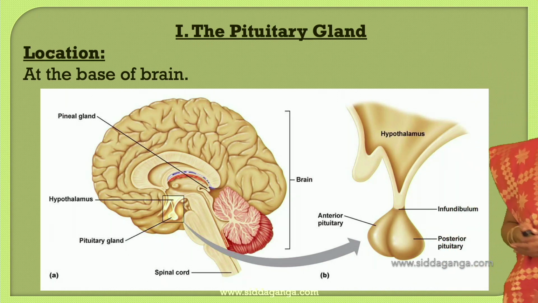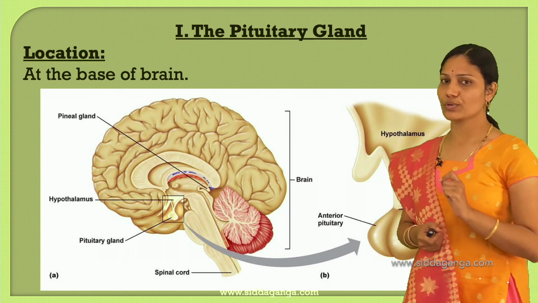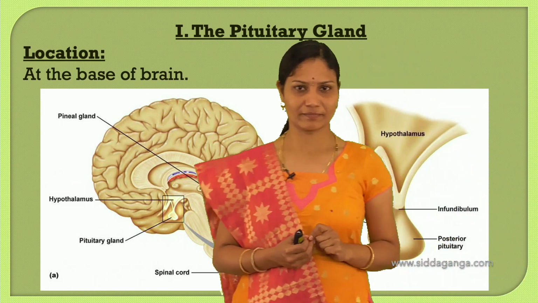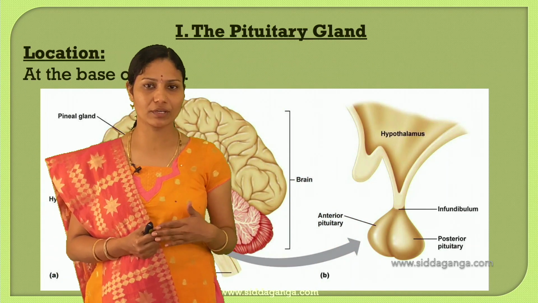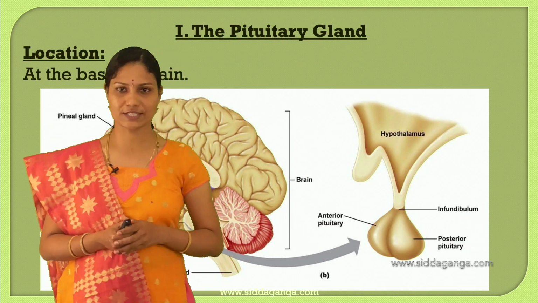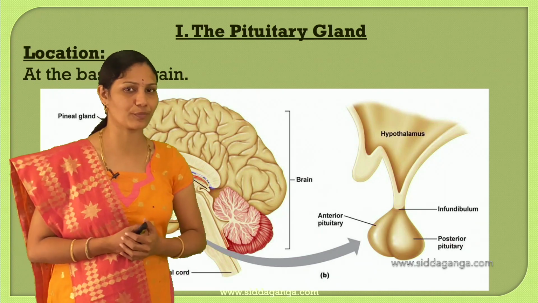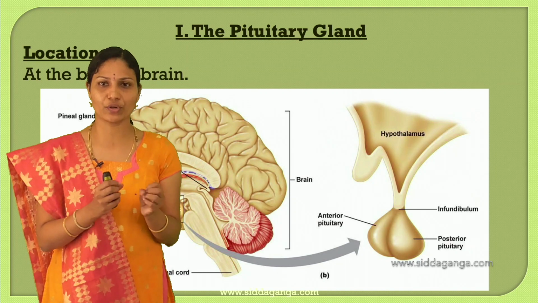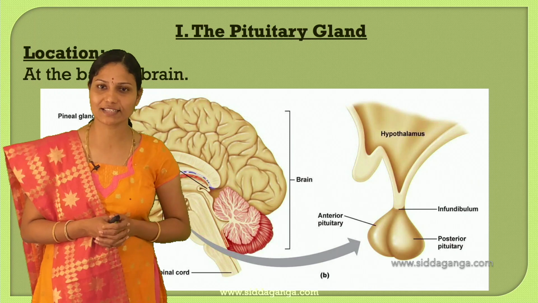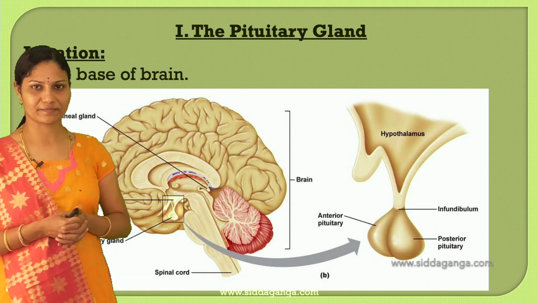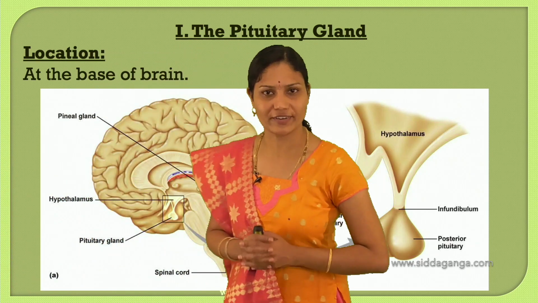So the first and the most important gland is the pituitary gland. The pituitary gland is also referred to as the master gland. It is the master gland because it secretes about 9 different kinds of hormones. A single gland secretes about 9 different hormones, and it influences the functioning of various secretions and functions, and this is the reason it is referred to as the master gland. It is also known as the conductor of the endocrine orchestra.